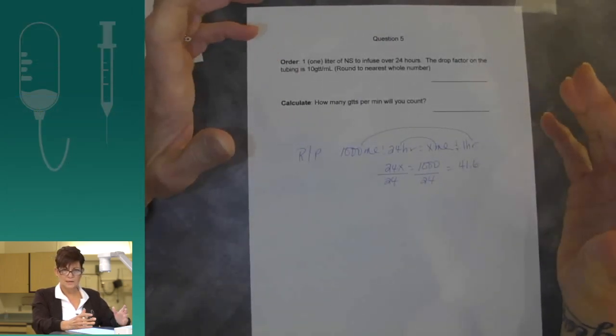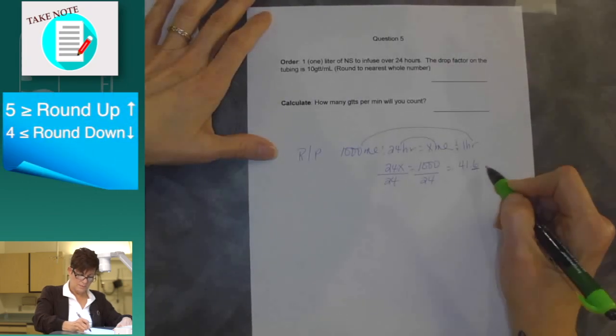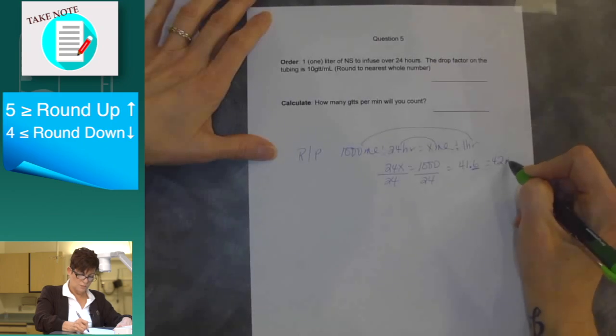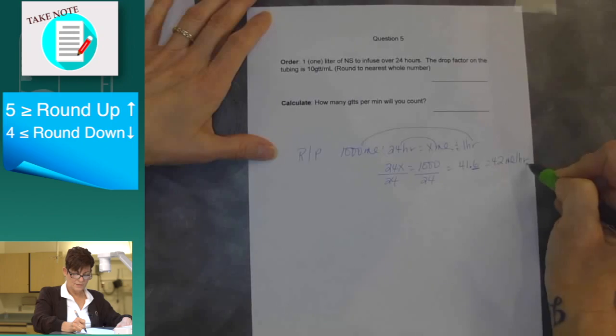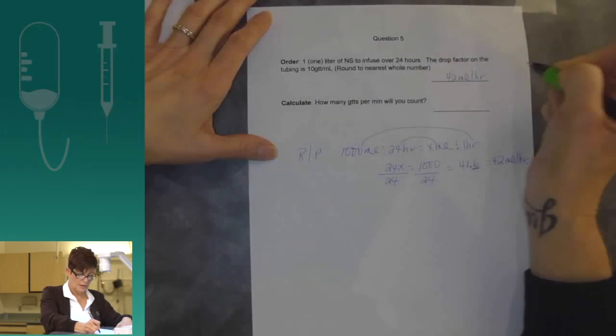Again, the same as before, we need to make sure that it's in a usable form because this is going to be placed on an IV pump. So we're going to round this up. Again, this is greater than 5. So we're going to round this up to 42 mLs per hour. So that's going to be the first answer to our question, which is 42 mLs per hour.